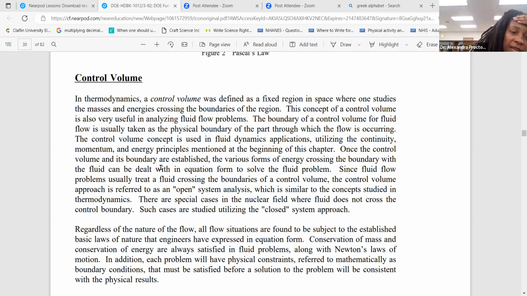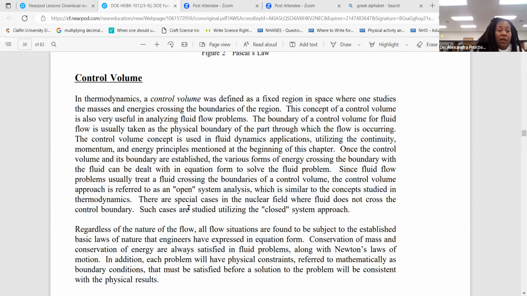The control volume concept is used in fluid dynamic applications, utilizing the continuity, momentum, and energy principles mentioned at the beginning of this chapter. Once the control volume and its boundary are established, the various forms of energy crossing the boundary with the fluid can be dealt with in equation form to solve the fluid problem. Since fluid flow problems usually treat a fluid crossing boundaries of a control volume, the control volume approach is referred to as an open system analysis.